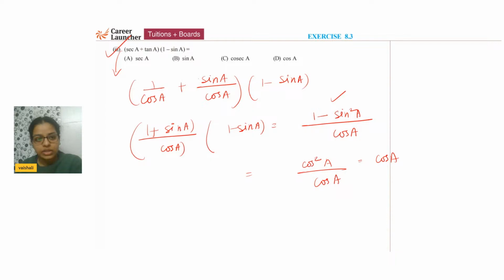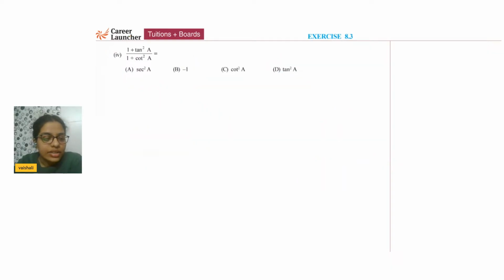Okay. So it means as per the options, option D is correct, right? Now the next question, evaluate the value of the expression (1 plus tan square A) divided by (1 plus cot square A). So the numerator is what? Secant square A, and the denominator is cosec square A.